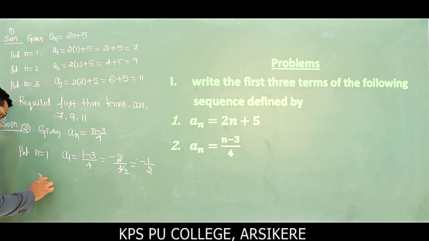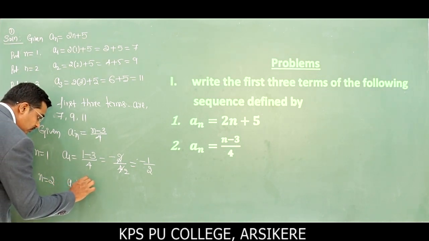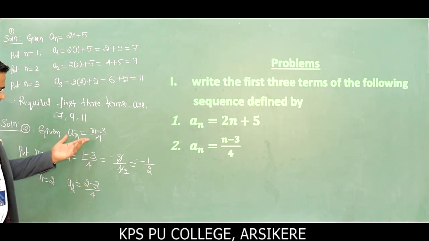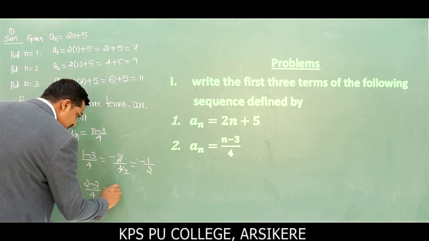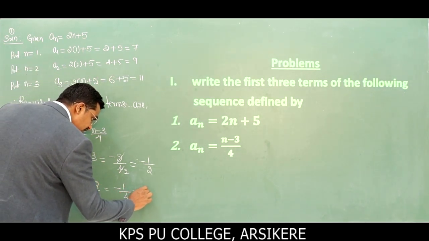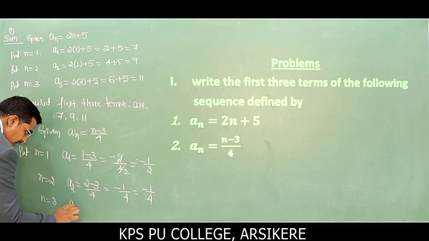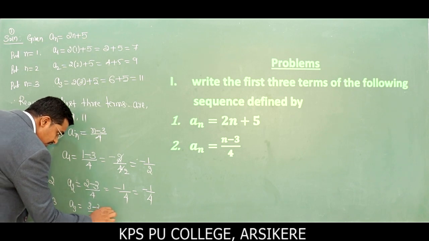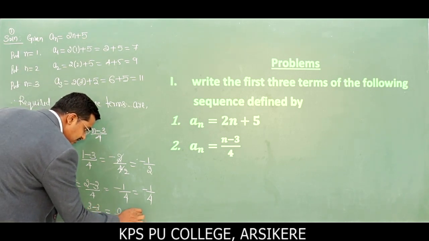Similarly, when you substitute n is equal to 2, we obtain the second term a2 is equal to 2 minus 3 divided by 4. In place of n, substitute 2 there. 2 minus 3 divided by 4 reduces to minus 1 divided by 4, and the term is minus 1 by 4. And the last one, when you substitute n is equal to 3, we obtain a3 is equal to 3 minus 3 divided by 4. This is nothing but 0 divided by 4. 0 divided by anything is 0.